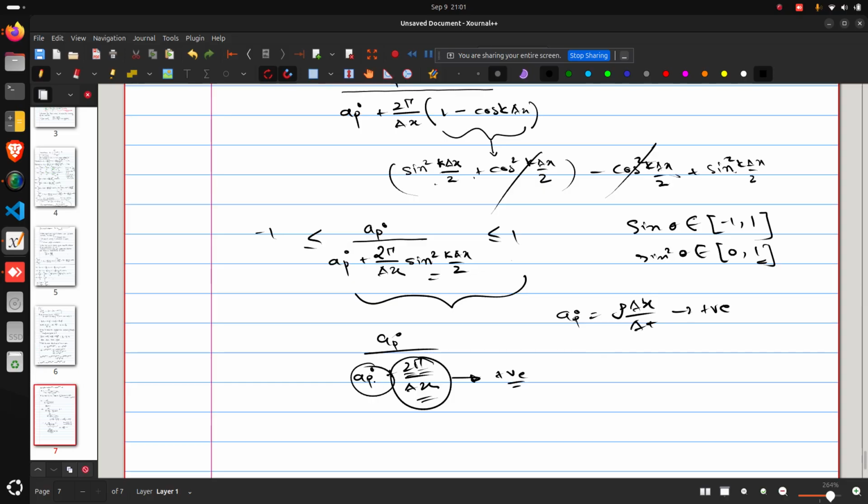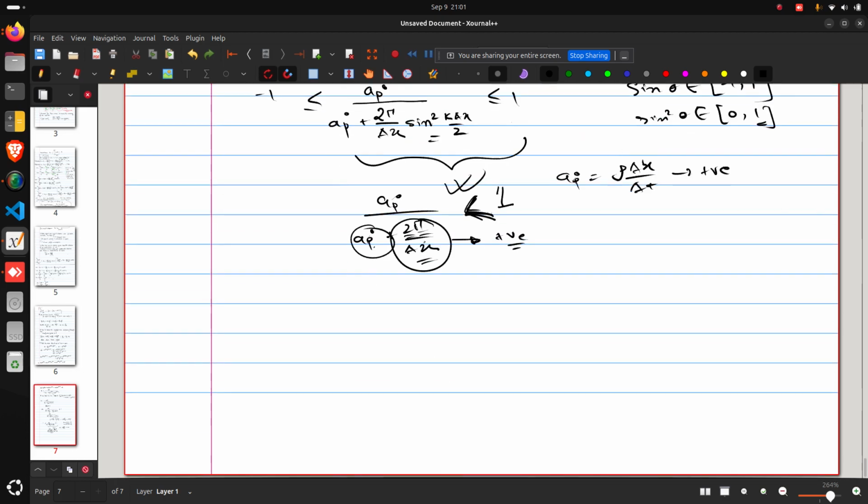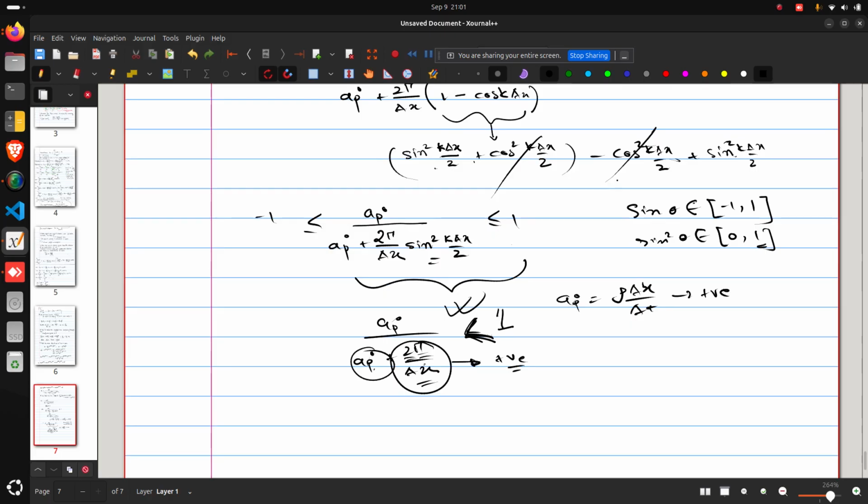Okay, so when a positive and positive gets added, this denominator will always be greater than the numerator, right? So the inequality condition is also satisfied here. Okay, so this right hand side inequality we are done with. It is always satisfied, right? Everyone okay with that?